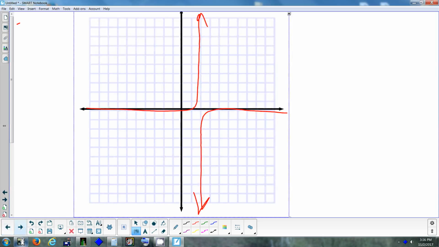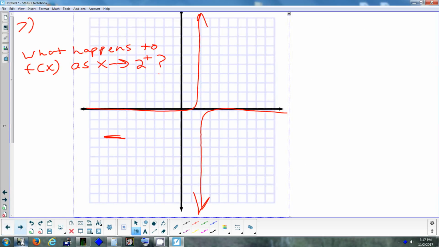So what's this one, number 7? I want to know what happens to f of x, and what letter is that really? Y. So I want to know what happens to y as x approaches 2 from the positive side. So what happens to y as x approaches 2 from the positive side?